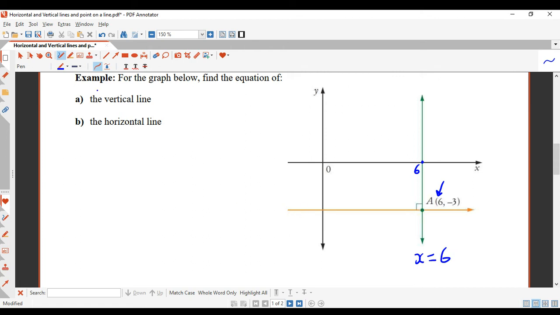Now for the horizontal line, we know that the equation of a horizontal line has this equation, y equals some number. Now, we know that number is the y-intercept, if you like. But every point on that horizontal line will have the same y value. So it means that this point here on the y-axis will also be -3. Okay, they'll have a y value of -3. So the equation is y equals -3 for the horizontal line there.